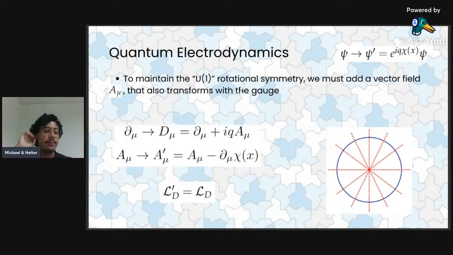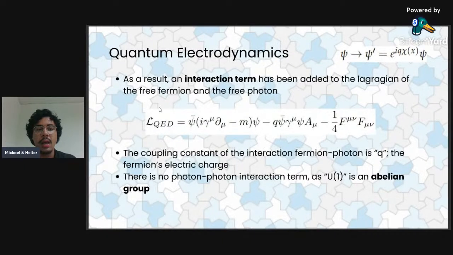To do so, I have to introduce an extra field, an outside vector field, that is this A mu, that comes to compensate the transformation. In which way? I have to substitute the derivative like this and add the field, and this new vector field also transforms with the gauge that I originally applied to the psi field. And if I do that in this way specifically, the Lagrangian is now invariant under this transformation, and I get the QED Lagrangian.